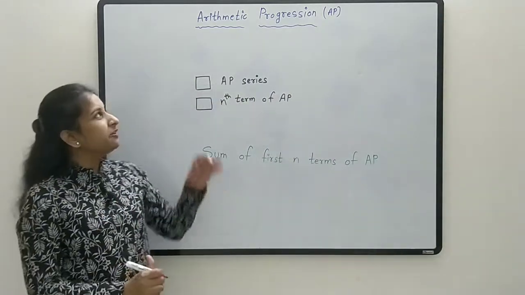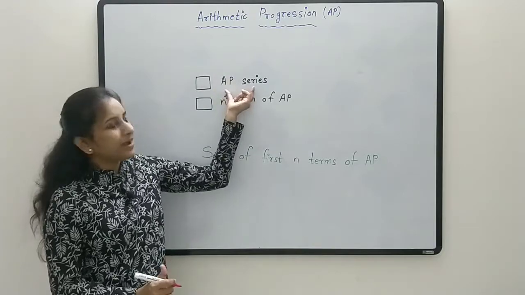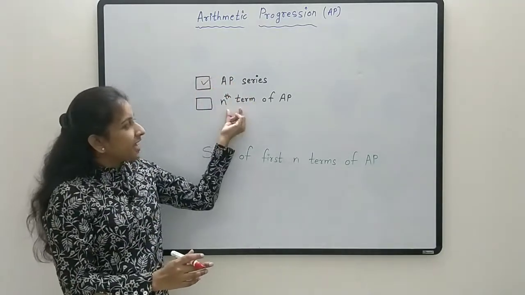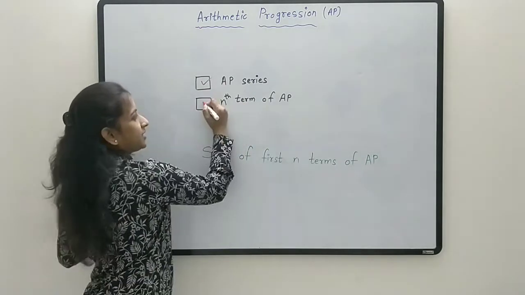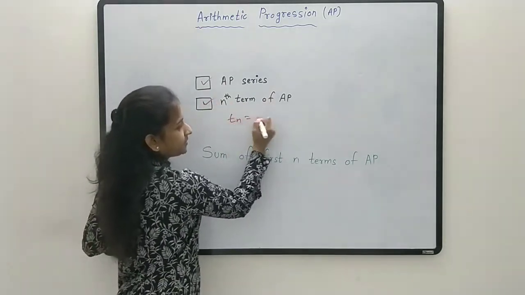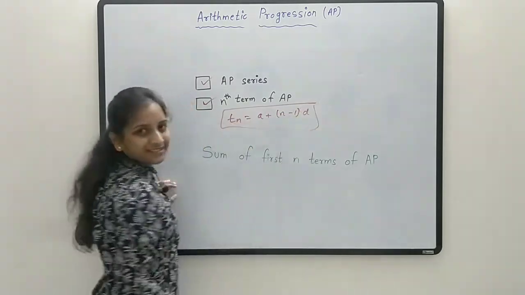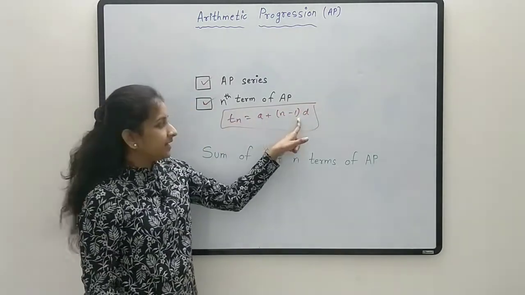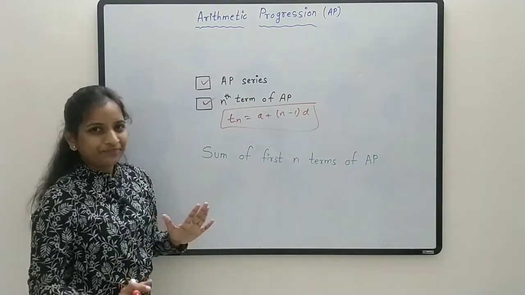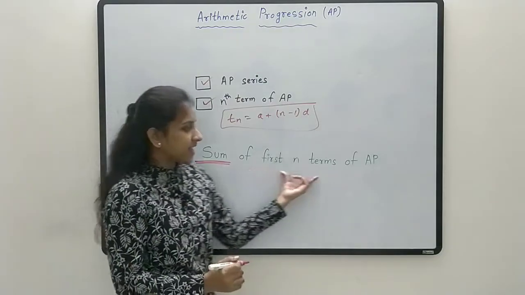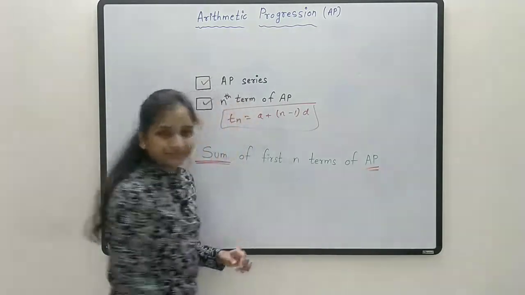In my previous video, we have already seen what is arithmetic progression series. Then we have seen how to find nth term of AP series. Nth term of AP series will be a plus n minus 1 d. This we have already seen, where a is first term, d is common difference. Okay, in this video we will learn how to find sum of first n terms of AP series.